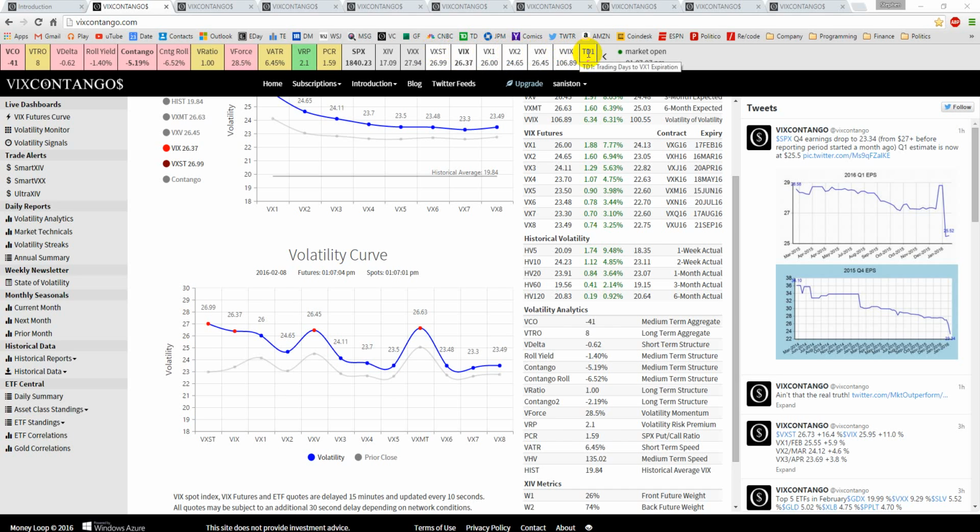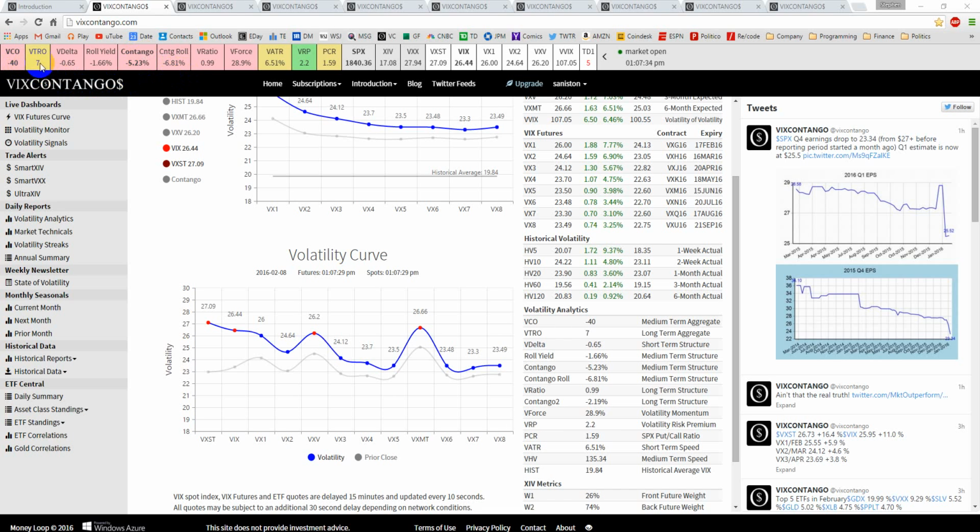And finally, this is the number of trading days left to expiration, which in this case is 5. You can roll over each of the indicators to see a description and the formula. So, for example, the rho yield is the premium of the front month VIX future over the VIX. The contango is the premium of the second month VIX future over the front month VIX future, etc.